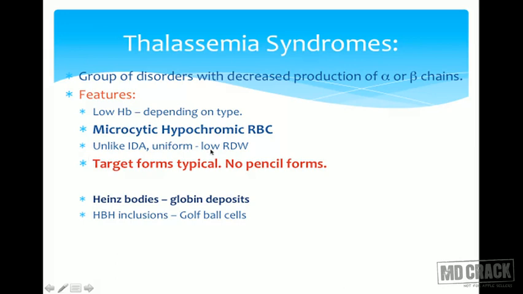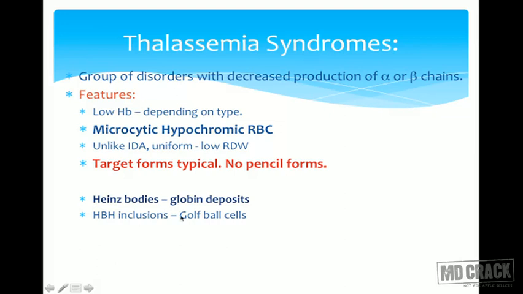So the anemia will be that of microcytic hypochromic anemia. Sometimes it could even be missed as microcytic hypochromic anemia. We may think that it is iron deficiency anemia. But remember, unlike iron deficiency anemia, here the RDW will be uniform or slightly low. And there are so many peripheral smear findings by which you can make out that it is a case of thalassemia and not iron deficiency anemia.